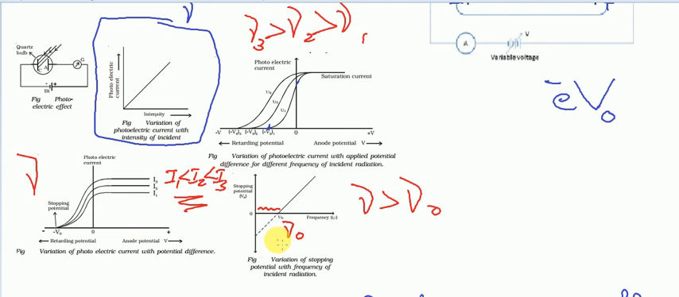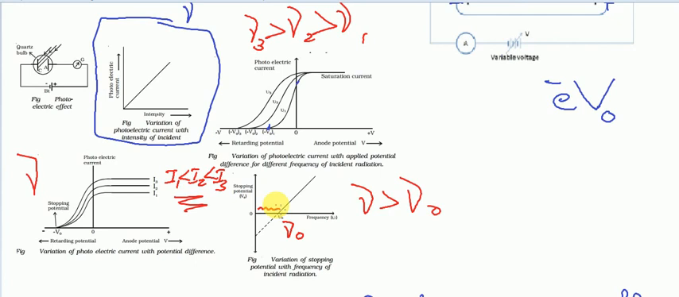But the stopping potential depends on the frequency of incident radiation. The more the frequency of incident radiation, the more the stopping potential. And no emission is possible when the incident frequency is less than a particular frequency called the threshold frequency. When the incident frequency is more than the threshold frequency, emission starts. And photoelectric emission is an instantaneous process. That means there is no time lag between the instant of radiation falling on the metal surface and the emission of the electron. It happens instantaneously.